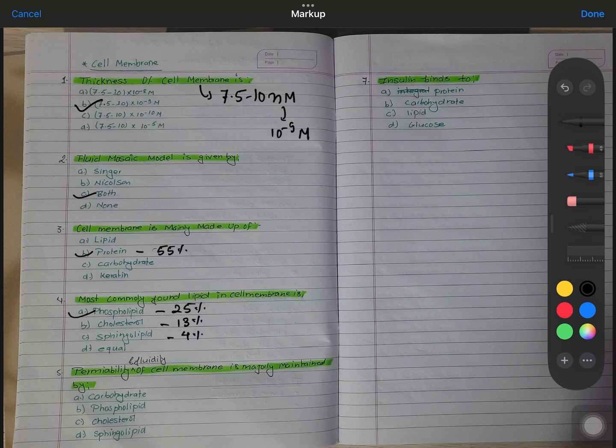And permeability and fluidity of cell membrane is majorly maintained by the, so its answer is cholesterol. So insulin binds to carbohydrate.